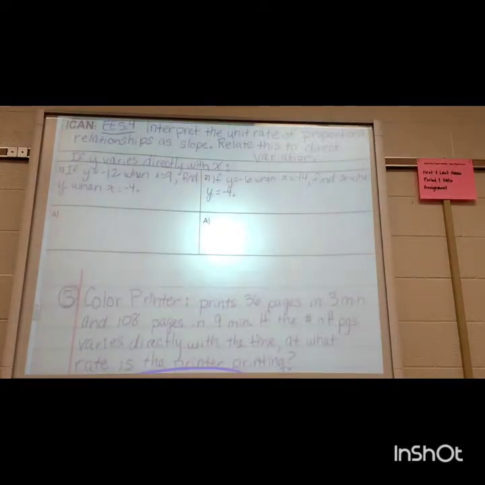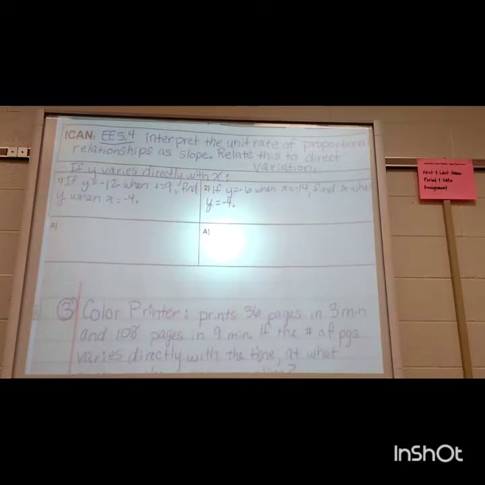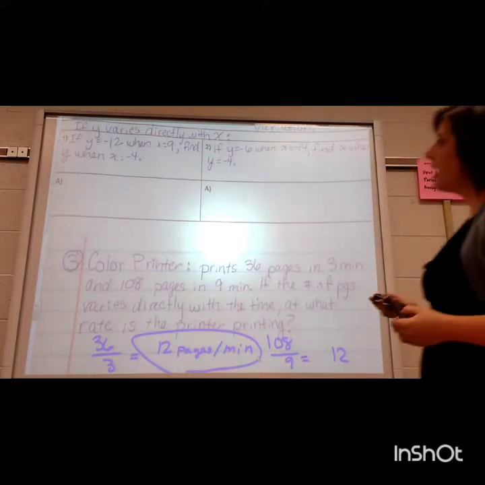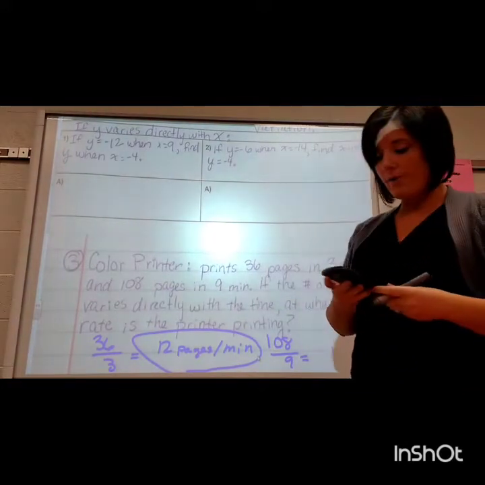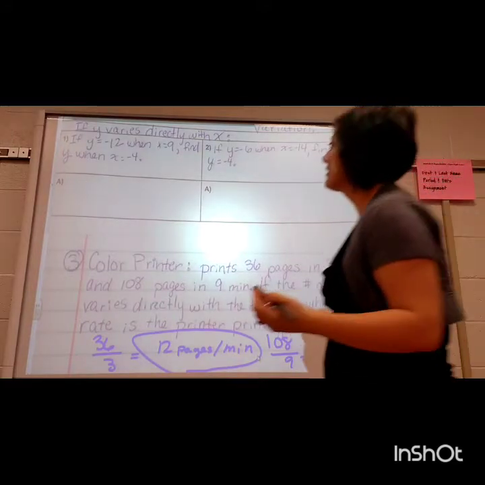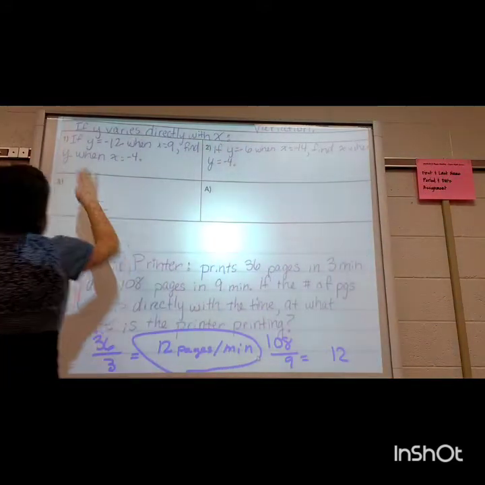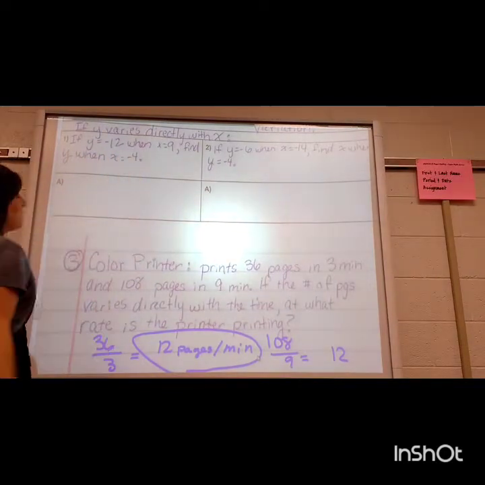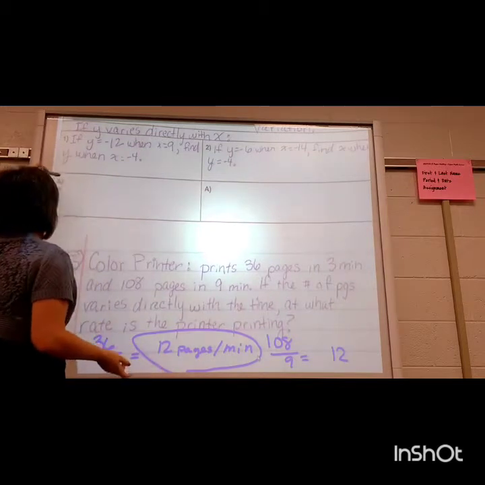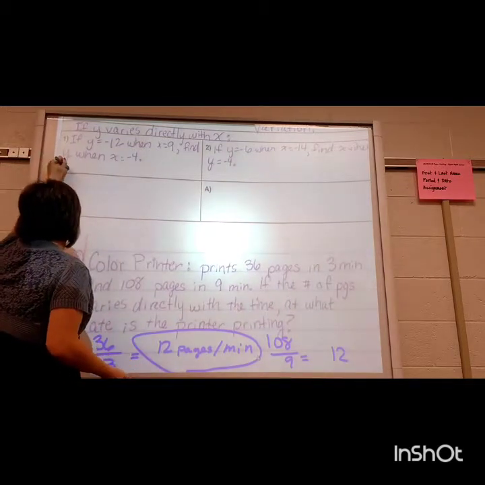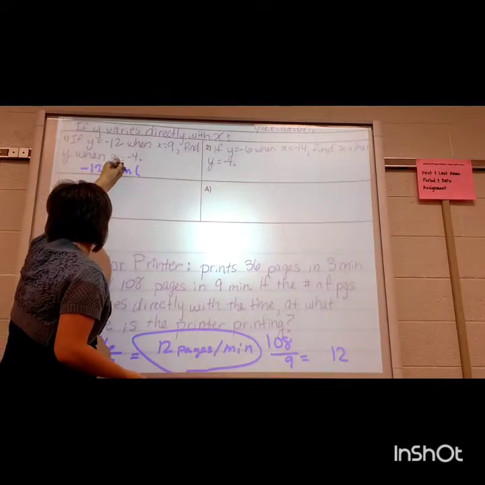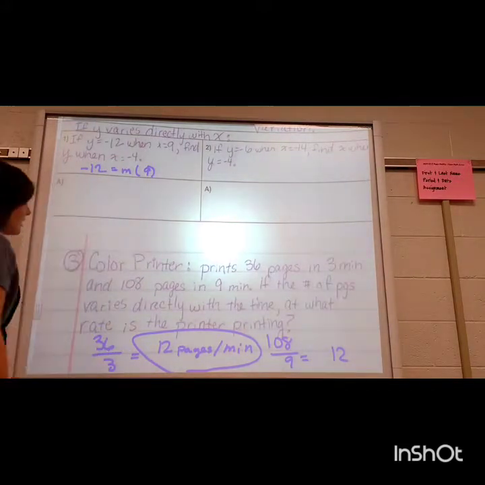Up in the goal sheet, it says if y varies directly with x, if y equals negative 12 when x equals 9, find y when x equals negative 4. So our direct variation equation is y equals mx. I'm going to plug in what I know. I know negative 12 is y, and x is 9. I'm looking for m. So negative 12 equals m, which I don't know, times 9. This is a one-step equation.